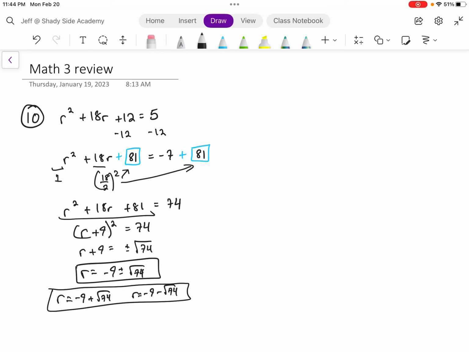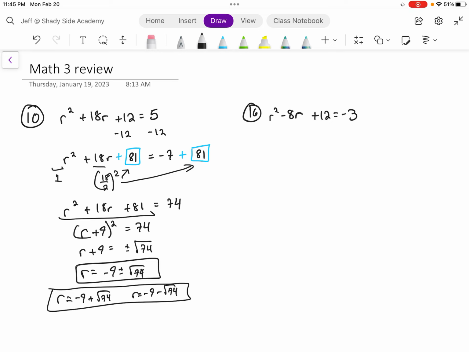Let's do 16. If you want to do 16, you can pause me and try it. Oh, look, we get r again. Lovely. Don't know why they don't just always use x. Anyway, I have something that looks like this.